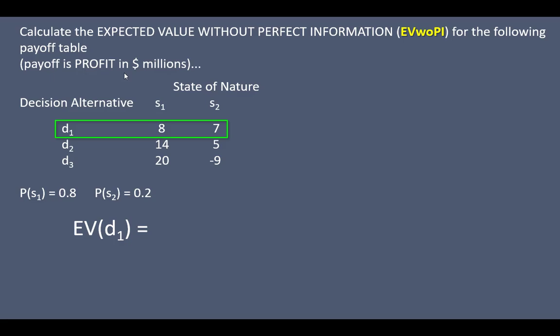Well, to calculate the expected value, we simply take each of those payoffs, multiply it by its associated state of nature, and then add them together. Or our S1 probability of 0.8 times the S1 payoff of $8 million, and the probability of state of nature 2, 0.2, times its payoff of $7 million. We simply do the multiplication, add those two together, and we get an expected value of decision 1 to be 7.8, or specifically, because profit is in millions in this situation, a $7,800,000 payoff. We would do that for each and every one of our decision alternatives.